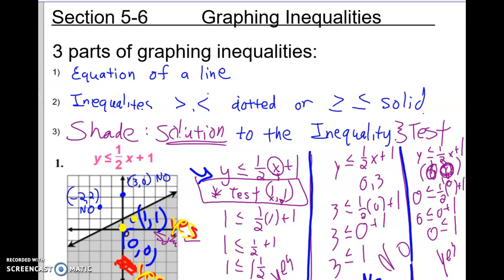Hi guys, so we're going to talk about graphing inequalities today. There are three parts of graphing you need to know. You need to know how to graph an equation of a line in order to graph an inequality, and that would be this line right here. You see? Then the inequality part.